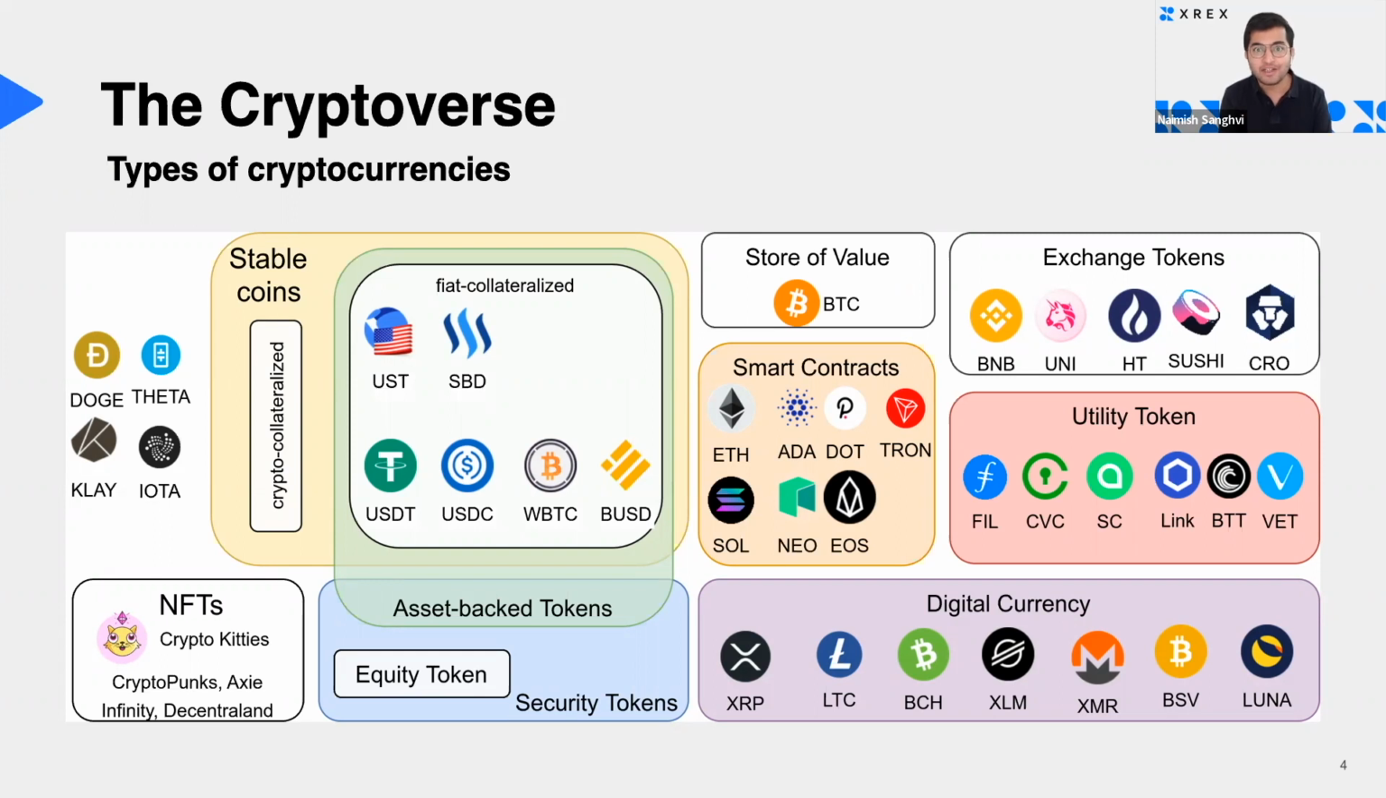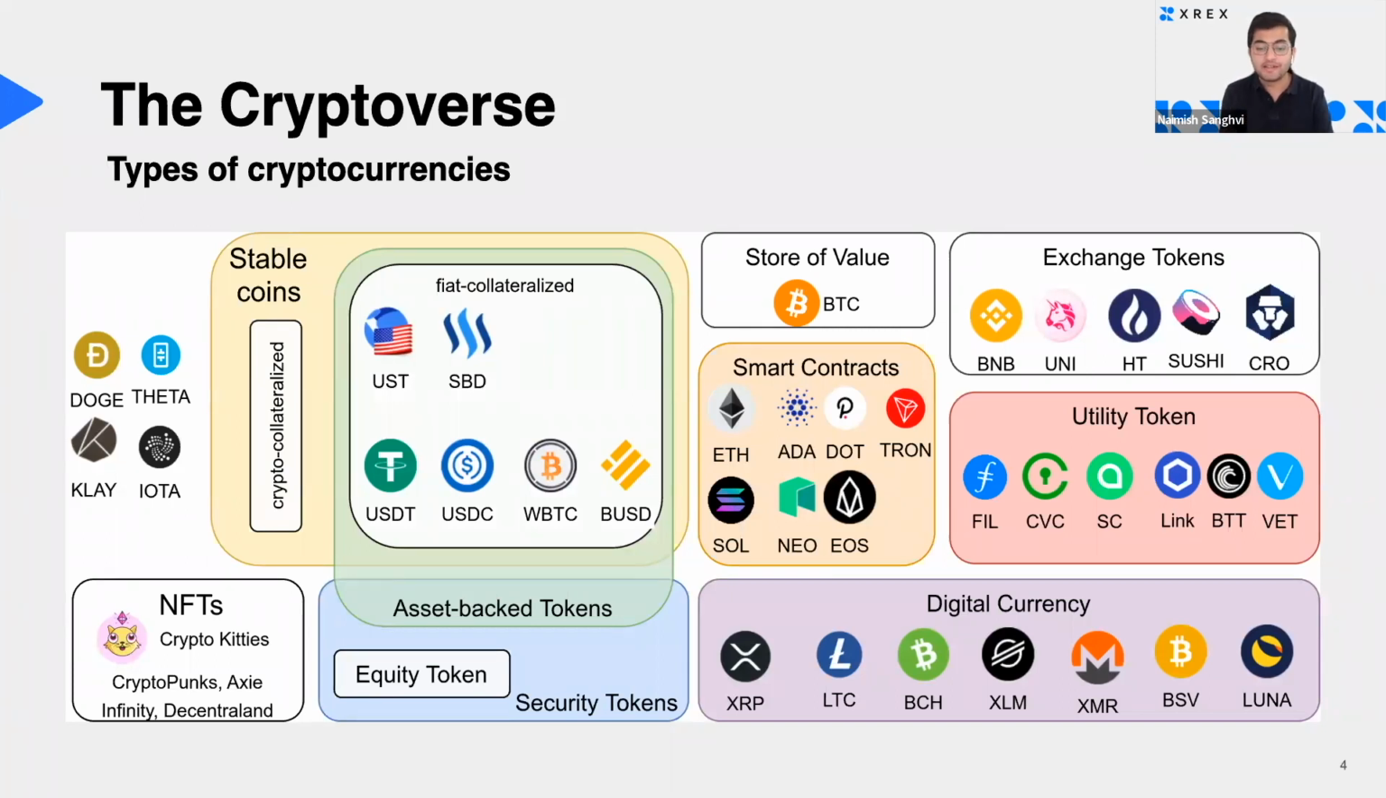Underneath that, we have digital currencies. Now, as I said in the beginning, Bitcoin was actually truly the first decentralized digital currency. But as the price grew, it became more and more complicated to transact with Bitcoin. So other digital currencies or other cryptocurrencies began to take its place.